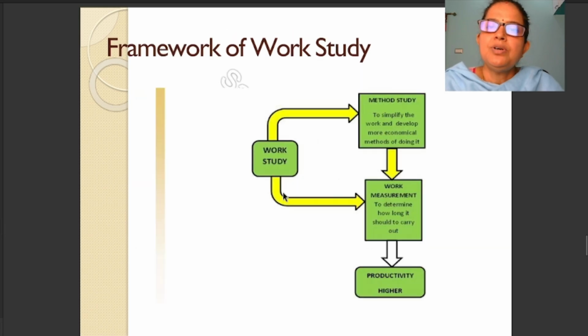This is the framework of work study. If we see, work study is divided into two parts: one is method study, one is work measurement. And why do we go for these two steps? Method study and work measurement are used to increase the productivity of the plant or the industry.